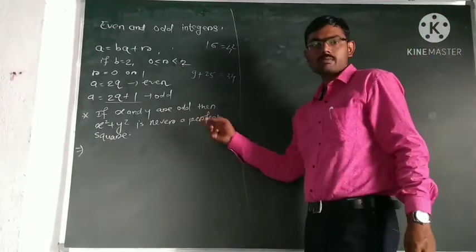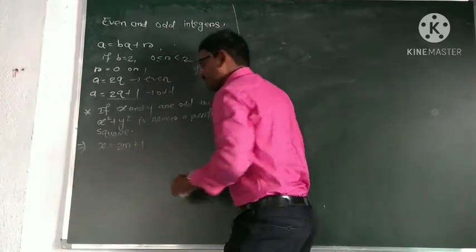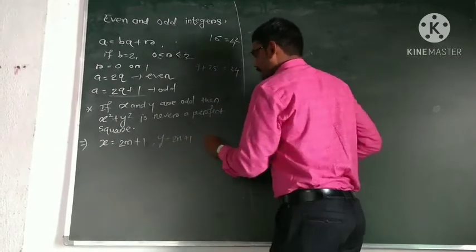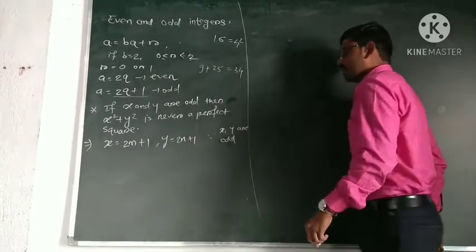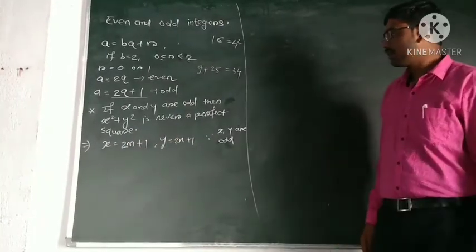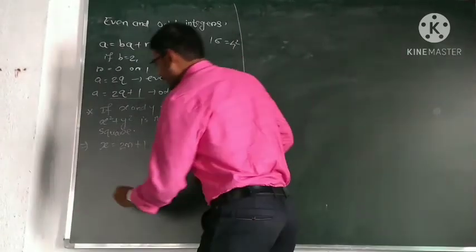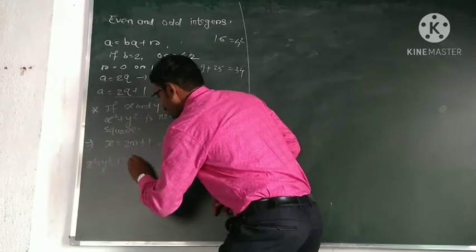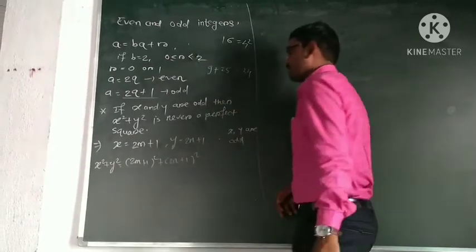Now x and y are odd numbers, so we know x looks like 2 times m plus 1 and y looks like 2 times n plus 1, since x and y are odd. Now we will convert x square plus y square. So x square plus y square is equal to (2 times m plus 1) square plus (2 times n plus 1) square.